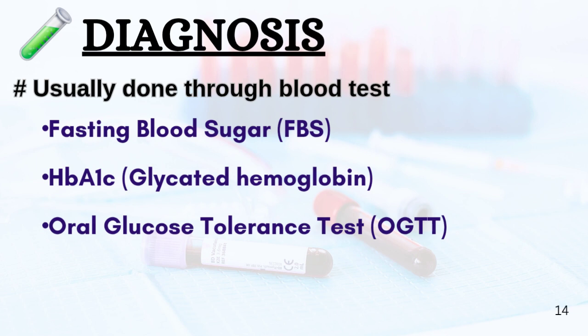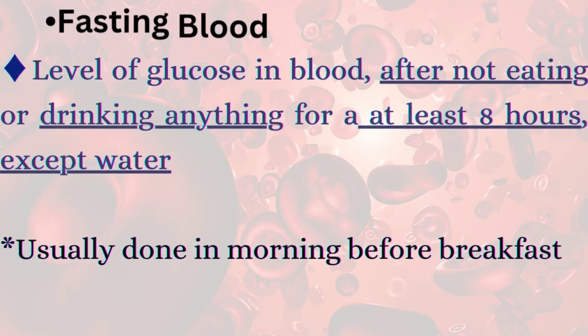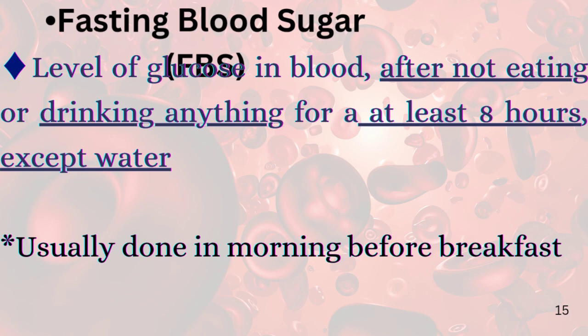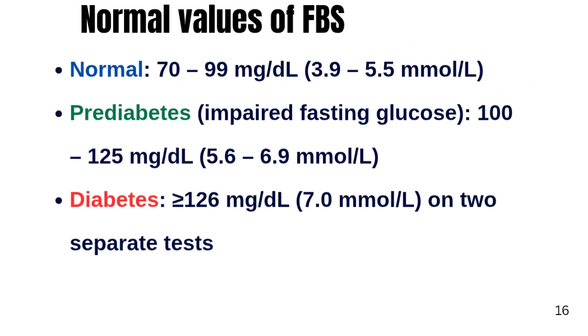Diagnosis, usually done through blood test. Fasting blood sugar, its short form, FBS. HbA1c, glycated hemoglobin. Oral glucose tolerance test, OGTT. Fasting blood sugar measures the level of glucose in your blood after not eating or drinking anything, except water, for at least 8 hours. It is usually done in the morning before breakfast to get an accurate baseline. This test helps in detecting diabetes or monitoring blood sugar control in patients.